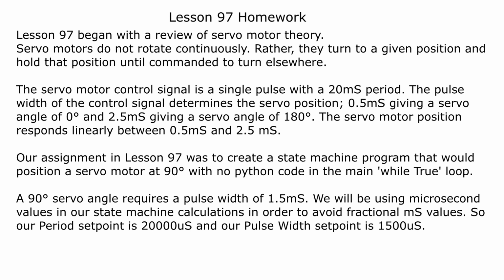Our assignment in Lesson 97 was to create a state machine program that would position a servo motor at 90 degrees with no Python code in the main while true loop. A 90-degree servo angle requires a pulse width of 1.5 milliseconds. We'll be using microsecond values in our state machine calculations in order to avoid fractional millisecond values. So our period set point is 20,000 microseconds, and our pulse width set point is 1,500 microseconds.